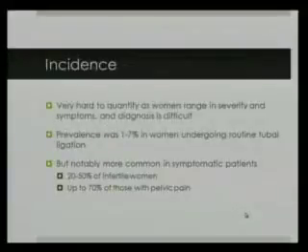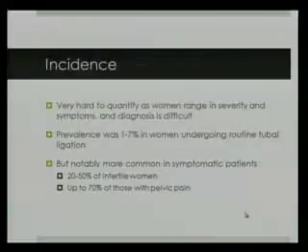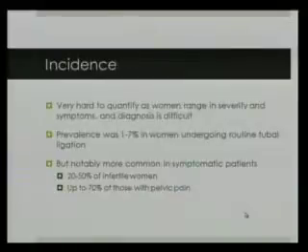So first we'll talk about the incidence. The incidence of the disease is a little harder to quantify because of the variety and severity ranges that happen in these patients. This makes diagnosis very difficult. Some studies have suggested that the prevalence is between 1% and 7% in women undergoing a routine tubal ligation, but it's much more common in symptomatic patients. Patients who complain of pelvic pain have a 70% incidence of endometriosis, and it's about 50% seen in infertility patients. So depending on what group you're looking at, that makes much more of a difference.